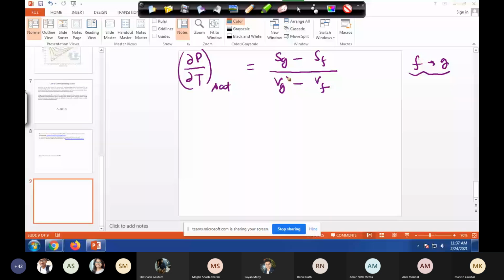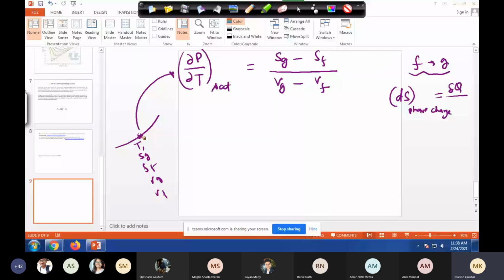Now, can anyone tell me, if I want to write ds for a phase change, what it will be? As we know, phase change is a reversible process. What it will be? dq by T. Dou q by which temperature? The instantaneous temperature at the curve. If this is the curve, and you are talking about dou p by dou t at this point, then the temperature of this point, Sg of this point, Sf of this point, Vg of this point, Vf of this point, that instantaneous point between 1 and 2.